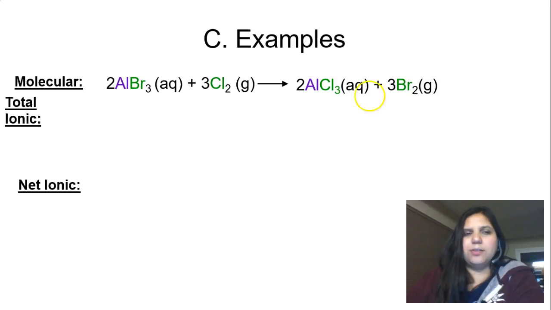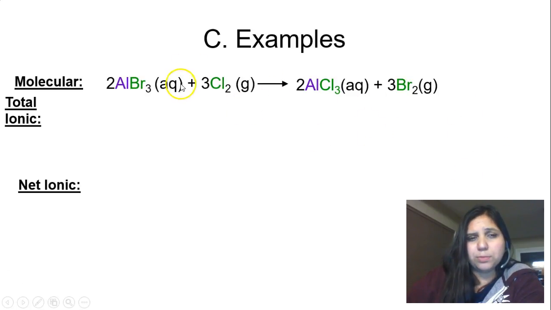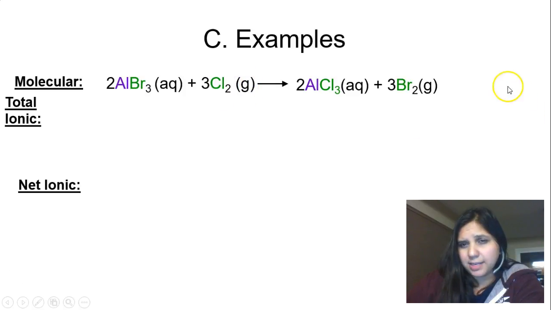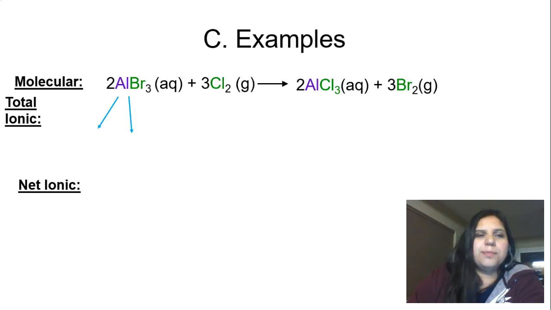Okay, so remember that we can only break up things that are aqueous. So then we have gas here and gas here that cannot be broken up. All right, so let's break up the aqueous. This is the first one. We have aluminum. Aluminum is in group 3A. It's a 3+ charge, so don't forget to add that.